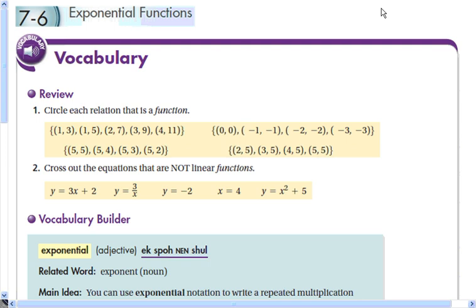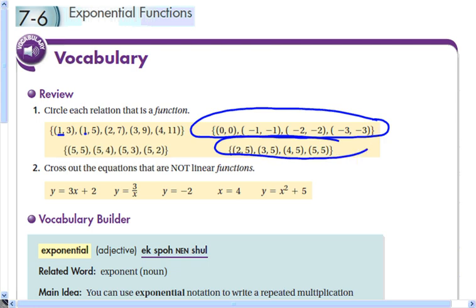Circle each relation that is a function. This first one is not a function because it has two different outputs for the same input of 1. This one is a function. It has one output for each input. So is this one. This one obviously has many outputs for the same input of 5, so that's not a function.